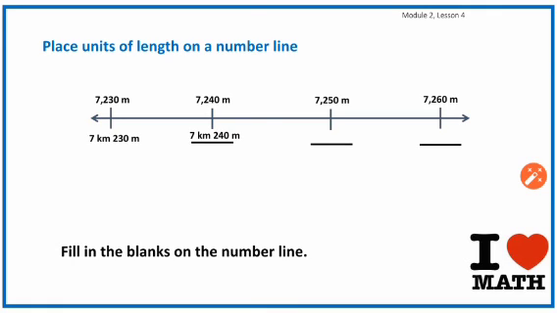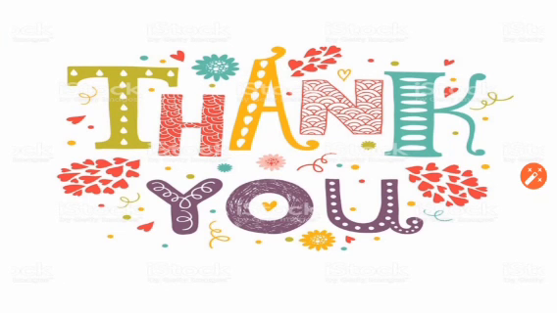Let's go to the second one. Now check the answer with yours. Yes. 7,250 meters is the same as 7 kilometers, 250 meters. Good. Now let's do the last one. Yes. 7,260 meters is the same as 7 kilometers, 260 meters. Very good. This is where we are closing our lesson 4 for today.